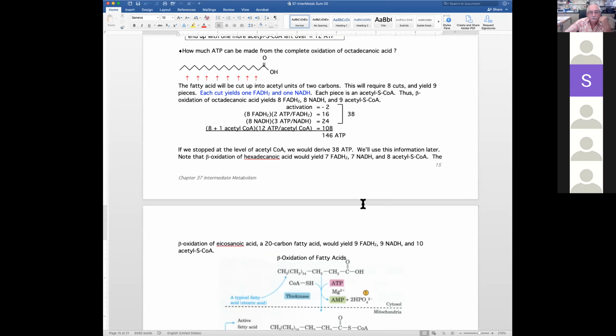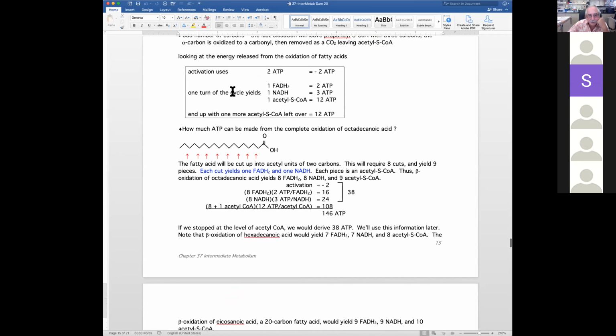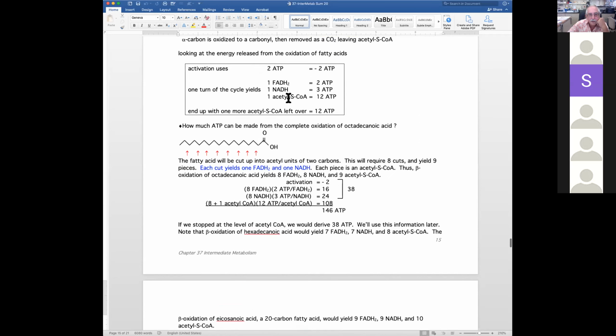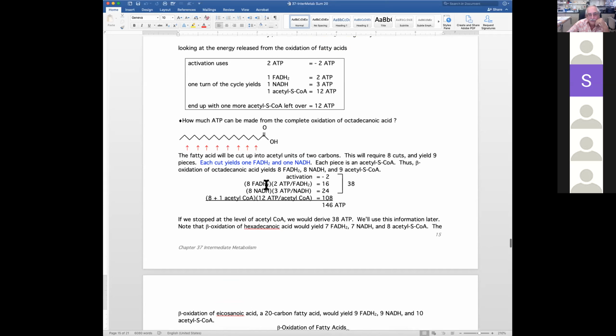So looking at this fatty acid, I would have to cut 1, 2, 3, 4, 5, 6, 7, 8 times. So I made 8 cuts, so I did this 8 times. So I got 8 FADH2, 8 NADHs. And then when I cut it 8 times, I have 9 pieces. Each piece is acetyl CoA that's worth 12 ATPs.